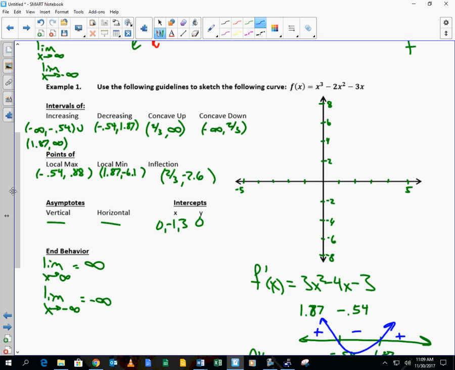Okay. I've got x-intercepts: 0, negative 1, and positive 3. I've got a local max at negative 0.54 and 0.88. It's going to be right about there. I've got a local min at 1.87, which is almost 2, and negative 6.1. It's going to be down there. And I got inflection at 2/3, negative 2.6.